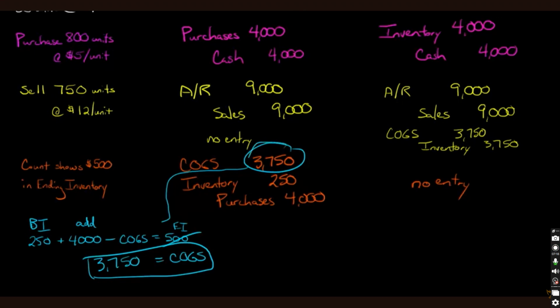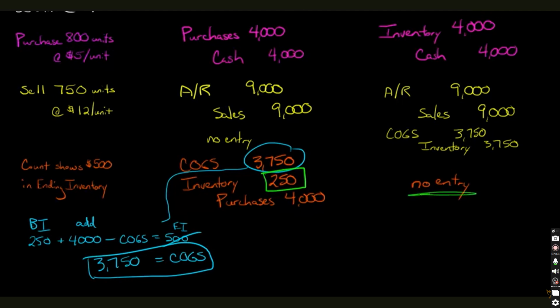And then that's what we do. We just plug in a debit to cost of goods sold of $3,750. Now this $250 in inventory, that's just our plug. We knew the purchases was a credit of $4,000. We knew the cost of goods sold was debited for $3,750. So to make the entry balance, we needed a debit to inventory of $250.